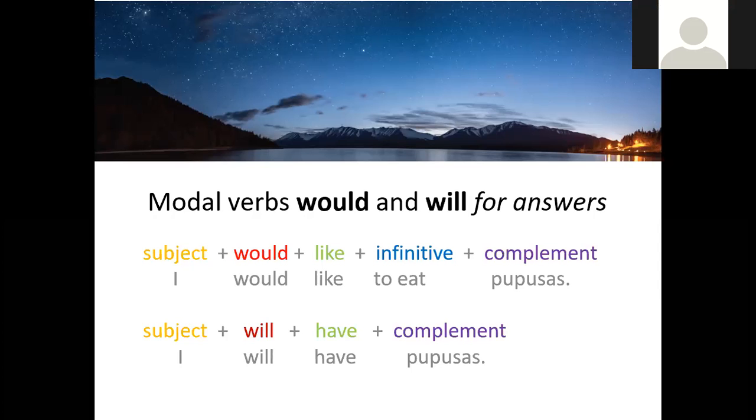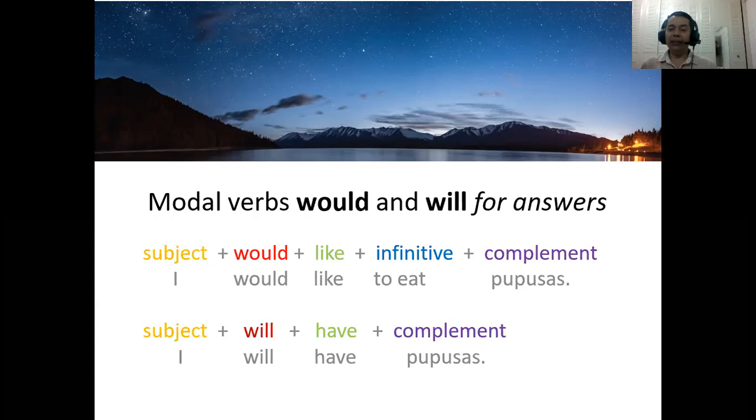Always to eat... always the infinitive verb. Listen: Quisiera comer. When you say comer, quisiera beber, quisiera correr, quisiera volar. So volar, comer is an infinitive form. When you use would, you have to use this: to run, to eat, to fly, etc. It's necessary to use the infinitive, okay?